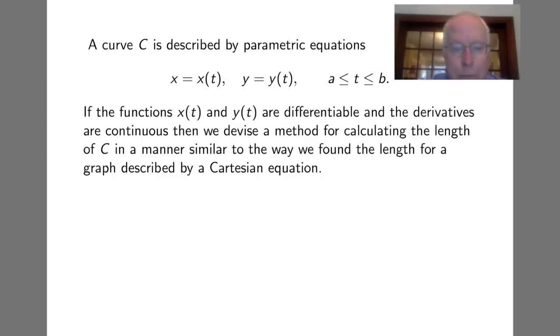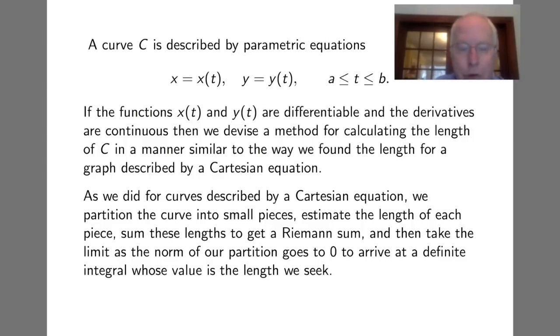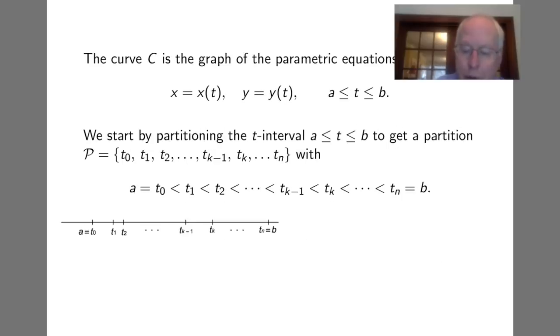And we're going to do this in a manner similar to the way we found the length for a curve C described by Cartesian equations. That was done earlier in our course. As we did for Cartesian described curves, we're going to partition the curve into small pieces, estimate the length of each piece, sum these lengths to get a Riemann sum, and then take the limit as the norm of our partition goes to 0, and through this we'll arrive at a definite integral whose value is the length we seek.